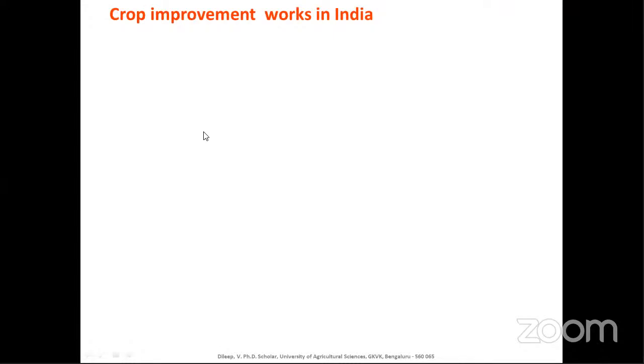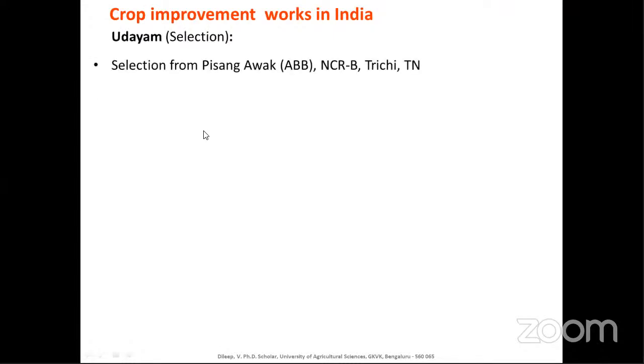And crop improvement works in India. Udayam was one of the varieties obtained through selection from Pisang Awak, which has a genome of AAB. It was released by NRC Banana, that is Tiruchirappalli in Tamil Nadu. It is an ideal cultivar for wind-prone areas. Any one of the contrasting characters of the varieties is essential here.